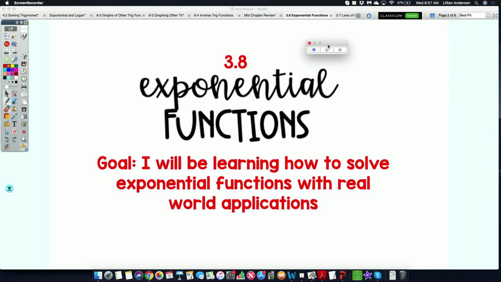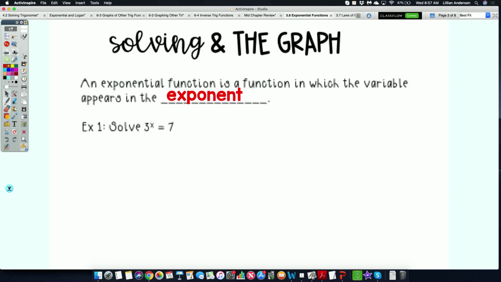What makes a function an exponential function is that your variable is in the exponent, okay? So it's not like x squared, where the squared is the exponent. No, it's something like 2 to the x or 3 to the x. An exponential function is a function in which the variable appears in the exponent.